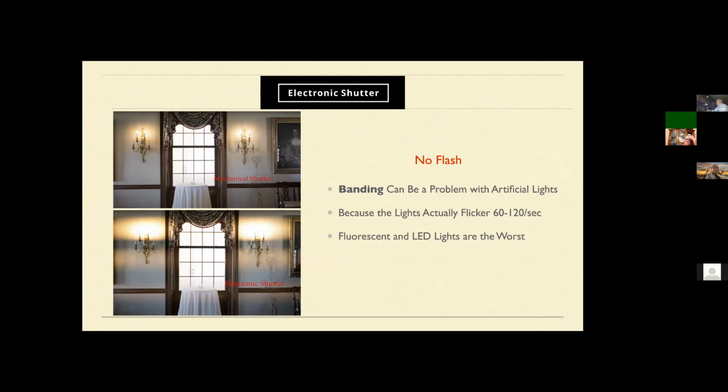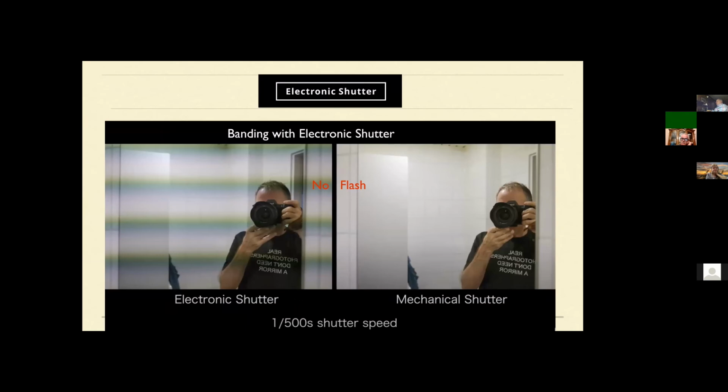So the top is a mechanical shutter. The bottom one, you can see dark banding occurring just below the lights, and there's less banding down below. Here's another example. There's no flash involved here. The mechanical shutter on the right at 1/500th, and when you use the electronic shutter, there's this green banding.